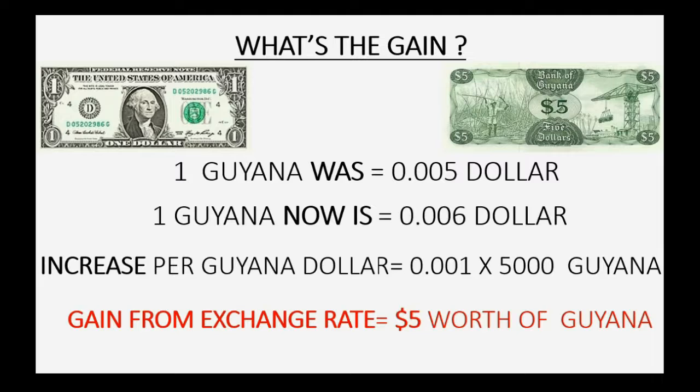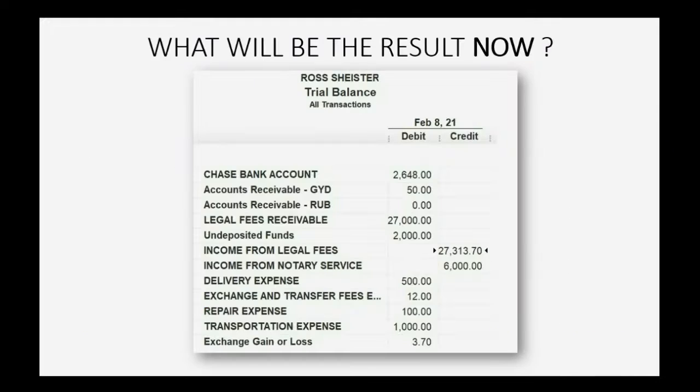$5 worth of Guyana dollars anyway. $5 is the gain because it's 0.001 of a dollar times 5,000. So what will be the result after receiving the first 5,000 Guyana dollars?